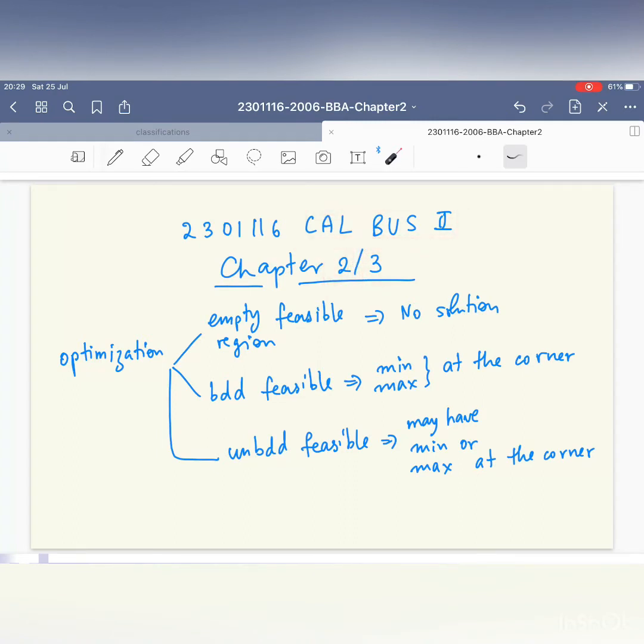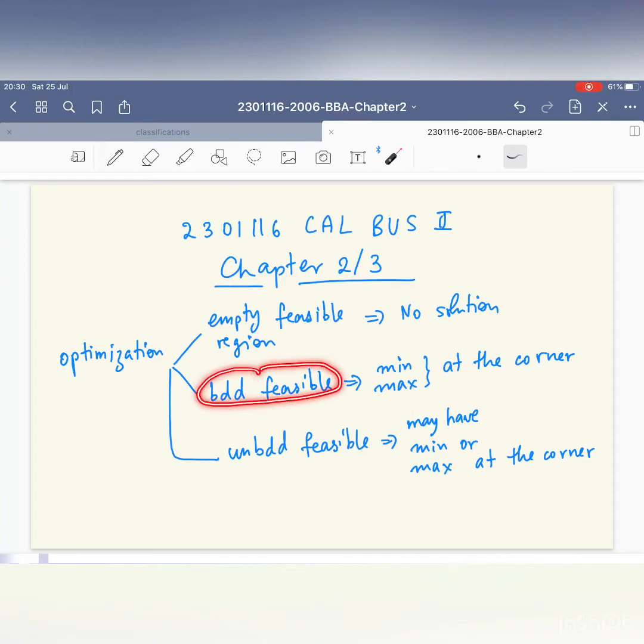Previously, we have looked at the optimization problem, which is to maximize or minimize the objective function under the given constraints. Usually, all the constraints will give you the so-called feasible region. Occasionally, your feasible region will be empty, and that will give you no solution for our optimization. However, there can be some non-empty feasible region. There can be two kinds.